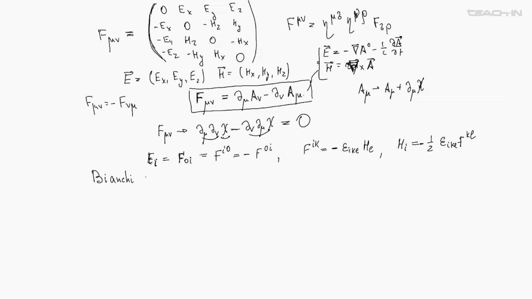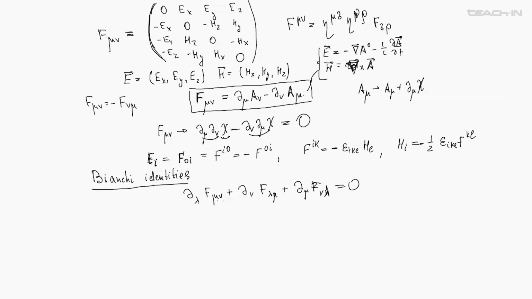It comes from the definition of F_{μν}, and it's written in the following way: ∂_λ F_{μν} plus the cyclic permutation of indices, ∂_ν F_{λμ} plus ∂_μ F_{νλ}. You see the cyclic permutation of indices λ, μ, ν, and you sum up, you get 0. This is called the Bianchi identity.